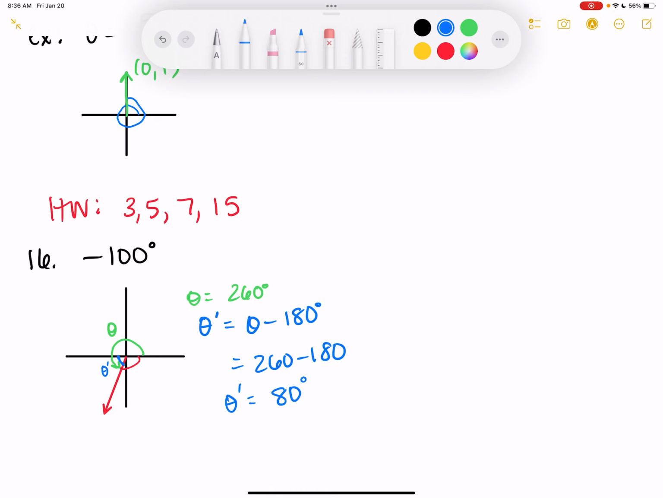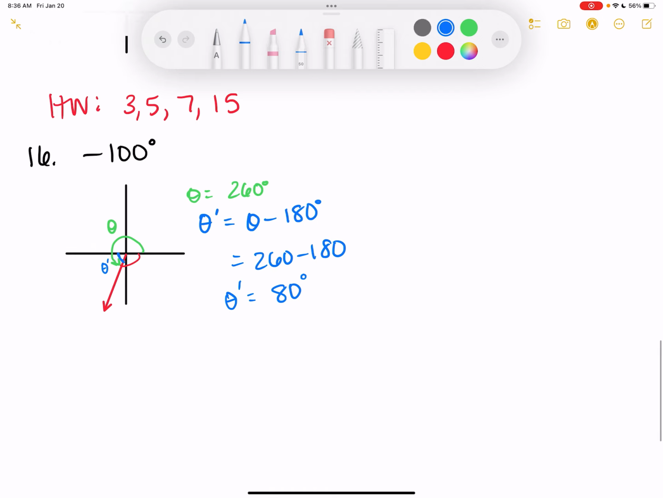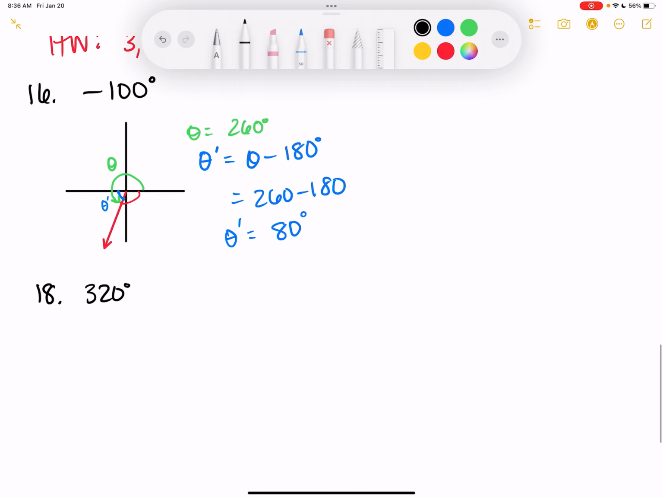Let's see. 18. So this one is 320 degrees, so it's already given to us as a positive angle. So what quadrant does 320 degrees fall in? 4. Quadrant 4. So this angle goes all the way around, 320, somewhere in this general area here. So this is my theta. I care about theta prime, which is what connects it with the x-axis.